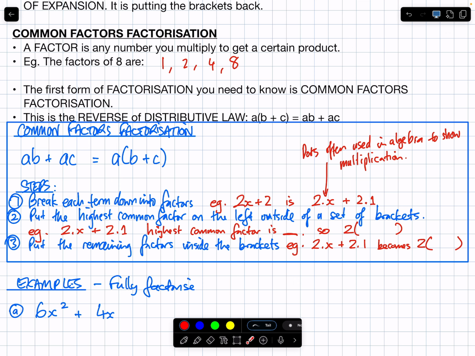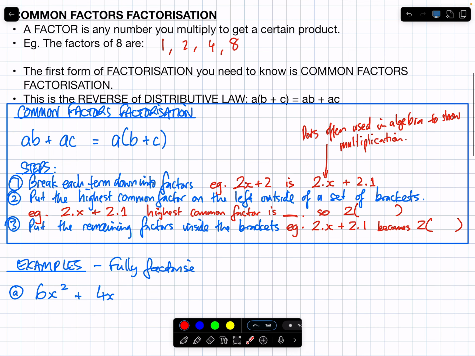Common factors factorization. The rule is if I've got A times by B plus A times by C, it factorizes to A times by B plus C in brackets. Get that rule down and I'll show you an example in red.